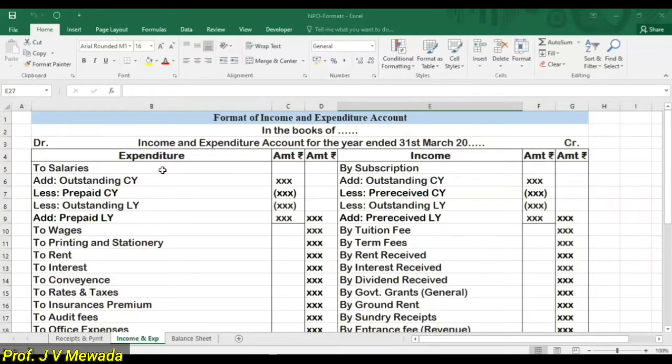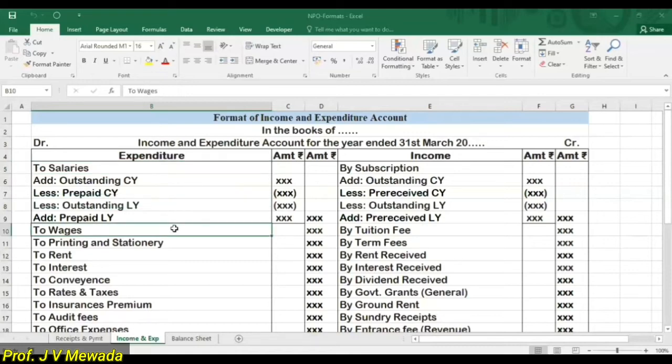Now, on the debit side, we are having all these expenses. So we are having salary first. So salary is our regular expense, and these are all outstanding and prepaid, so that we are adding and subtracting as per the requirement. So I have already explained this in the formula before in the income and expenditure account. Okay. So now the next is wages. Wages is again regular expense.